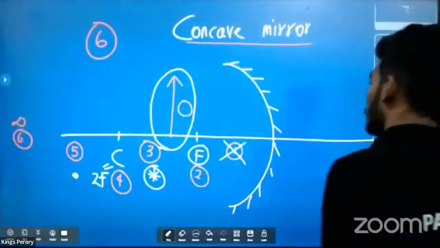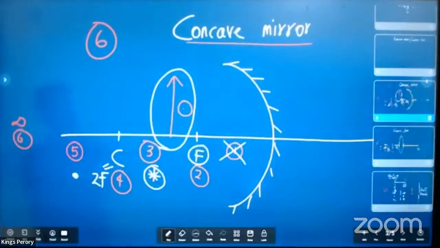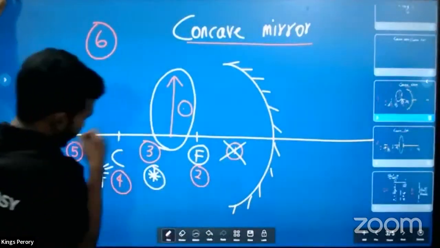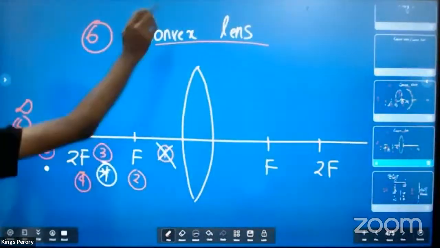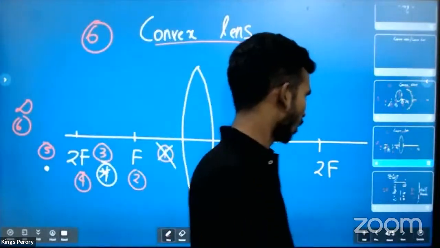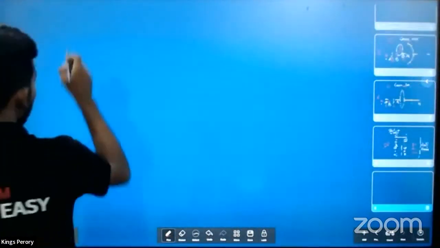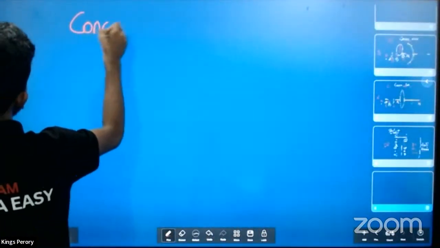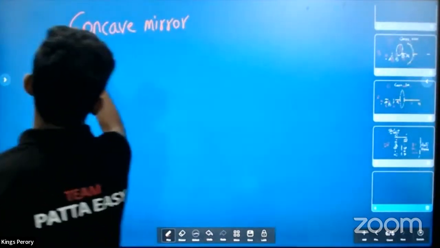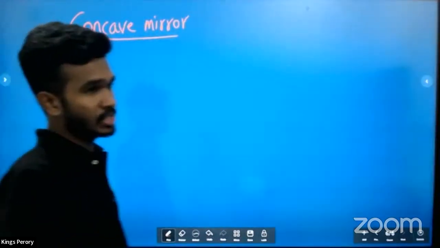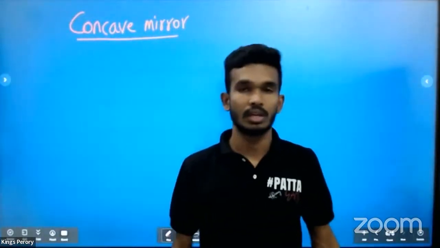Now, how to draw the ray diagram? That was very simple. Six different positions are there for concave mirror, and also six different positions for convex lens. How to draw the ray diagram? First, I will talk about concave mirror. Six different positions. How to draw the ray diagram?